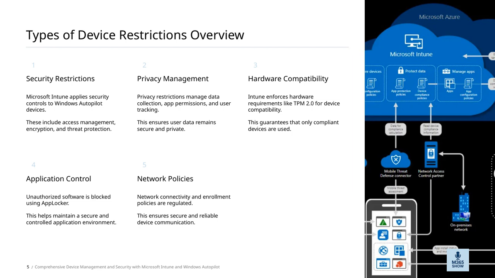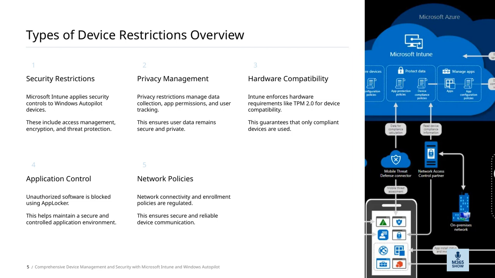Moving on, privacy management plays a vital role. It manages data collection, app permissions, and user tracking. These controls are key to safeguarding user data and maintaining user trust, making sure that privacy is always a priority. Finally, security restrictions with Microsoft Intune are applied to devices managed through Windows Autopilot. These include access management, encryption, and threat protection measures.